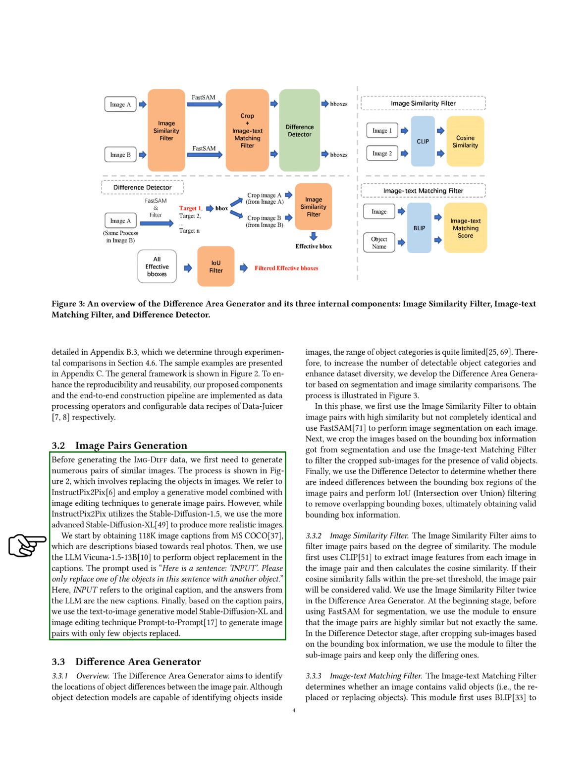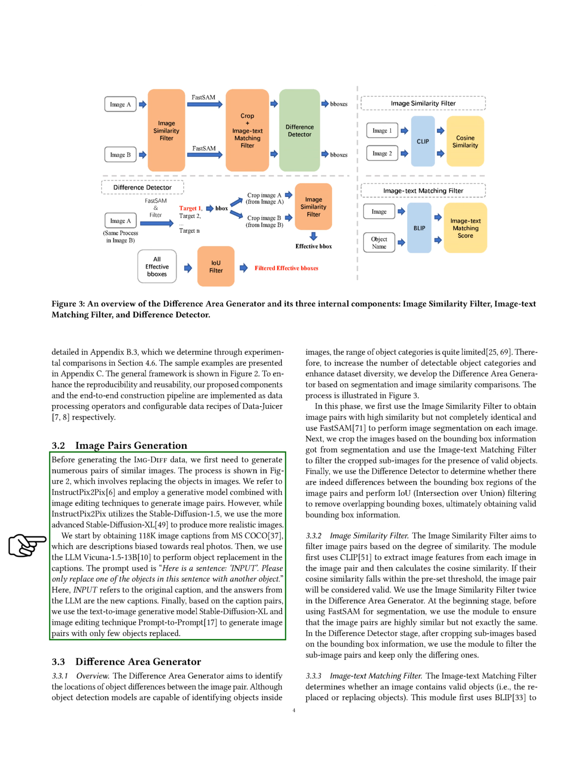Section Overview. In this section, we describe the difference area generator, which helps us find differences between pairs of images. While object detection models can identify objects, they often have a limited range of categories. To address this, we created the difference area generator, which uses segmentation and image similarity checks to broaden the range of detectable objects and enhance dataset diversity.